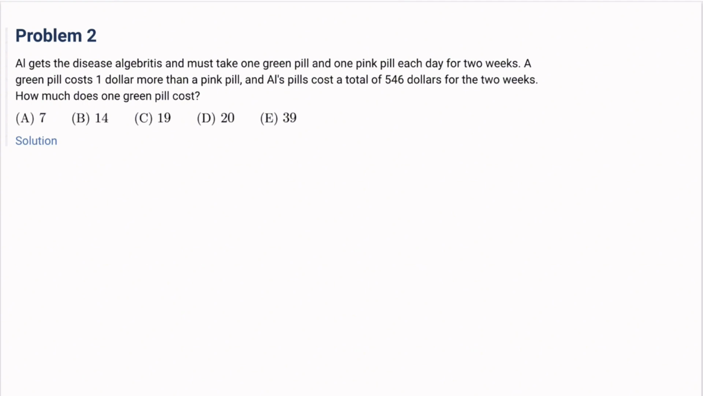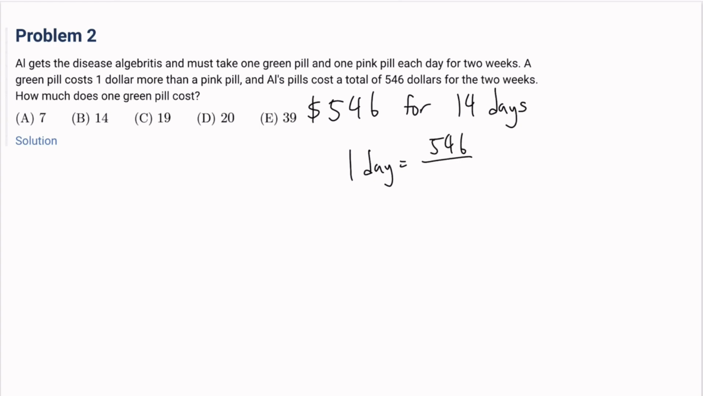Number 2. Al gets the disease algebraitis and must take 1 green pill and 1 pink pill each day for 2 weeks. A green pill costs $1 more than a pink pill, and Al's pills cost a total of $546 for the 2 weeks. How much does 1 green pill cost? Since he takes the same thing each day for 2 weeks, that's $546 for 2 weeks, which is 14 days. That means for 1 day, it will be 546 divided by 14, which is $39.